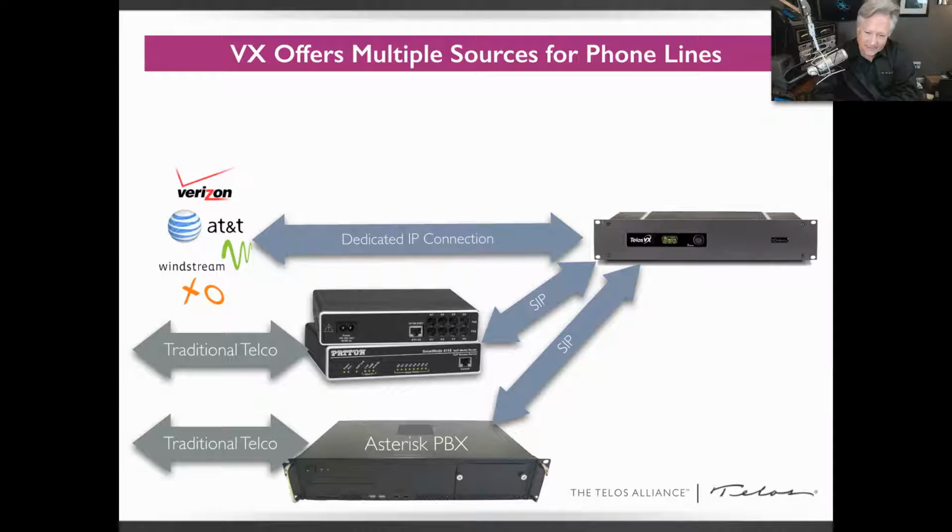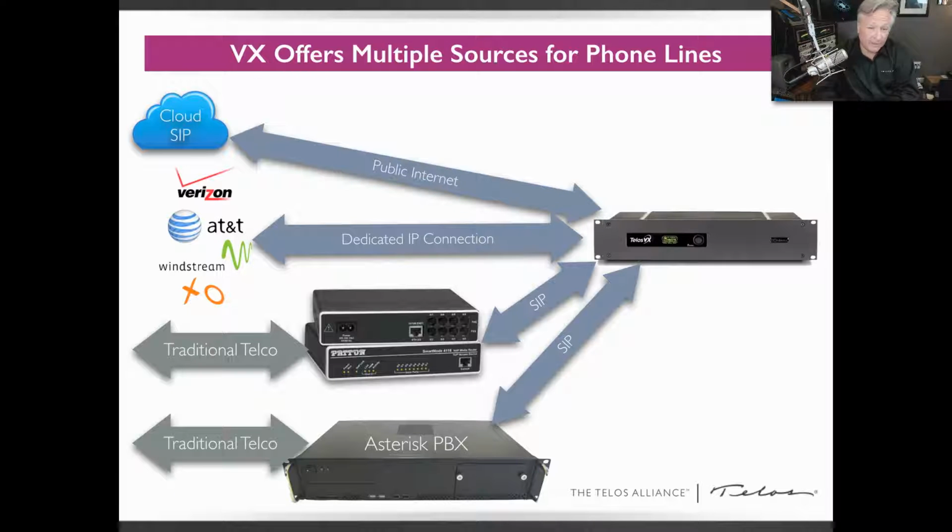You can also get a dedicated SIP IP connection from one of the phone companies. Maybe your incumbent phone company like Verizon or AT&T will offer this, or a competing company like Windstream or XO. They'll bring fiber or copper into your facility and guarantee your service to that point. Another way to do it that's very inexpensive but a little bit risky is using public internet for cloud-based SIP. Now, there are hundreds of cloud-based SIP providers. The costs are very, very low, but you are depending upon your public internet connection.